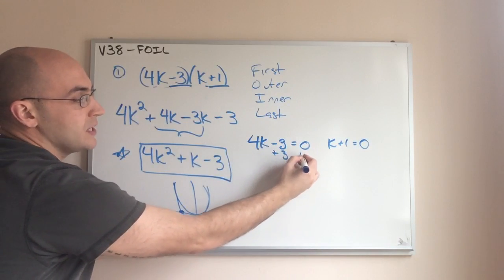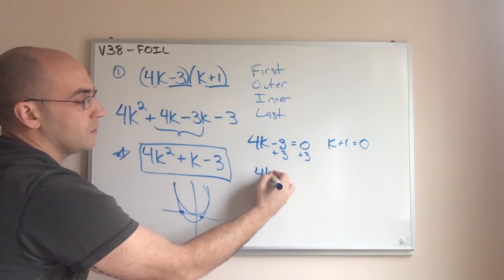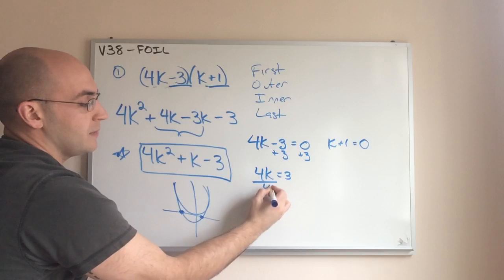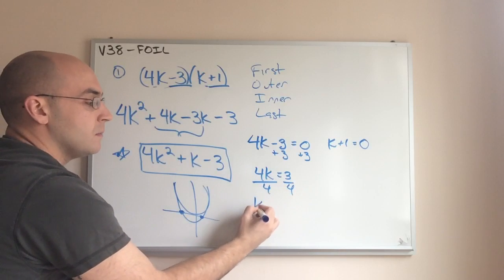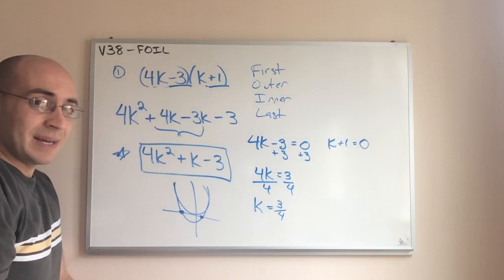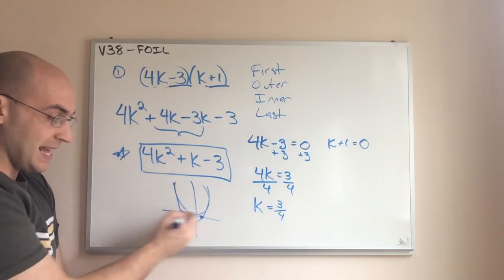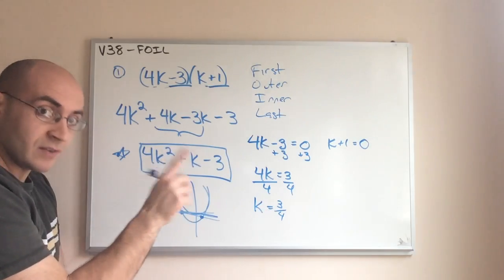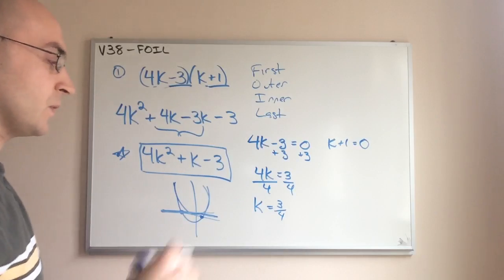So add 3 to both sides of the first term. 4k equals 3 when I divide by 4 on both sides. k is going to equal 3/4. That's going to be my first x-intercept, where the function actually crosses the x-axis. One of them is going to be at 3/4.